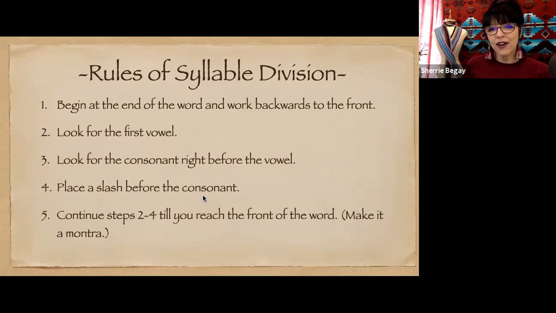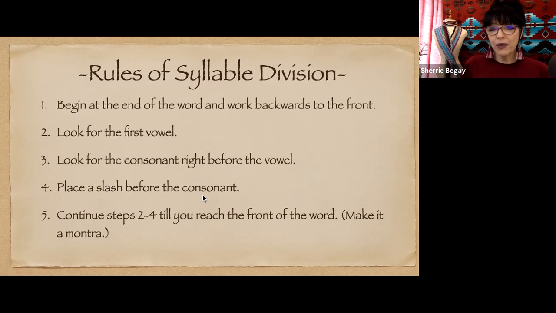The rules are kind of opposite. When you start out with Chickasaw, you're going to be at the end of the word working backwards, as opposed to in English where you start at the front of the word and work to the end. So in Chickasaw, we start at the end of the word and we work backwards to the front. So that's rule number one, start at the end of the word.